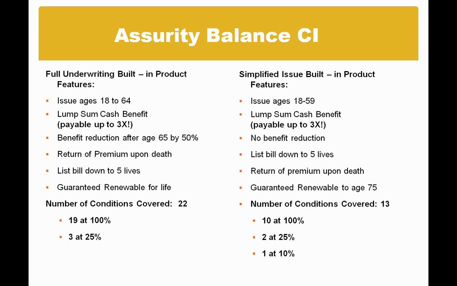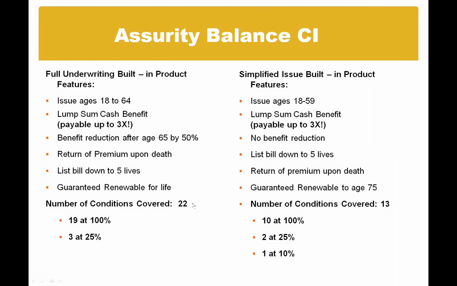Now, what the full underwriting does is they reduce your benefits by 50% at age 65, whereas on the simplified issue underwriting, you don't have a benefit reduction. What you have is a policy that's only guaranteed renewable to age 75, and at that point, it's going to stop, and policy will terminate. So it just depends on the goals of your clients and what's the best fit for your client, and whether they want the full underwriting or whether they can qualify for the full underwriting, or they have to go for the simplified issue.